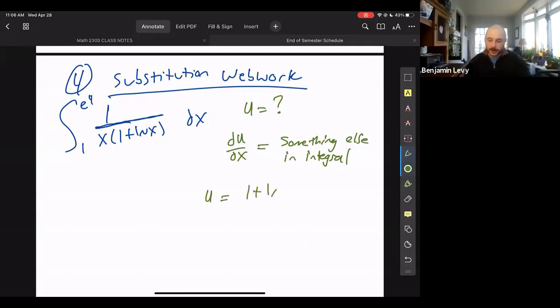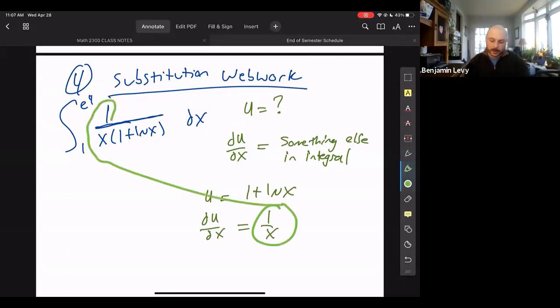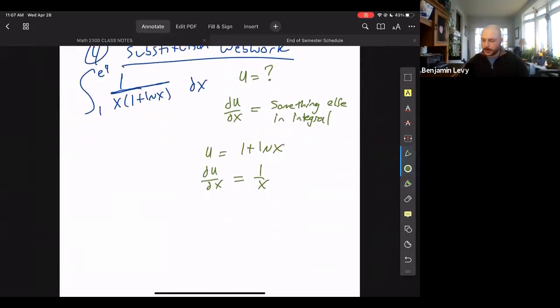Yeah, that's exactly right. Because when you do the derivative, ln turns into 1 over x, and we like that because there's a 1 over x right in the problem. So that looks great. So let's keep going. Maybe you ran into something else later.